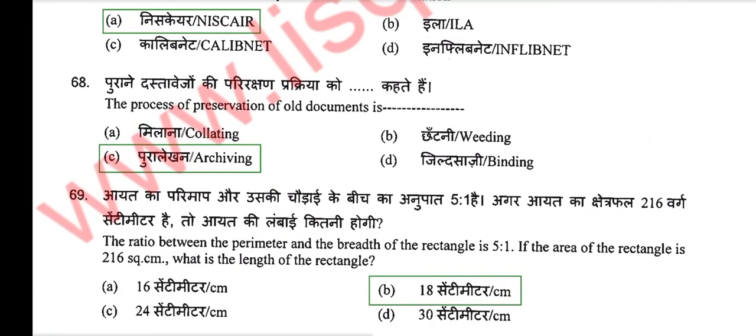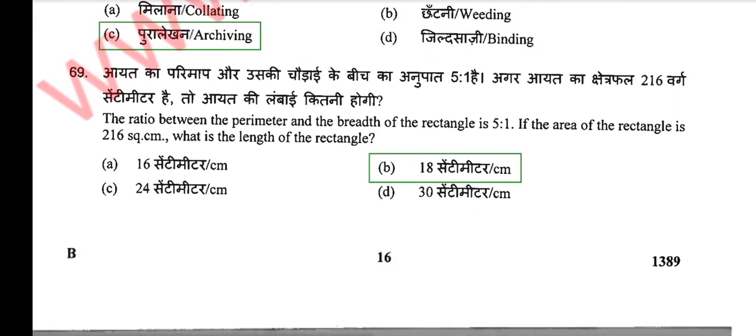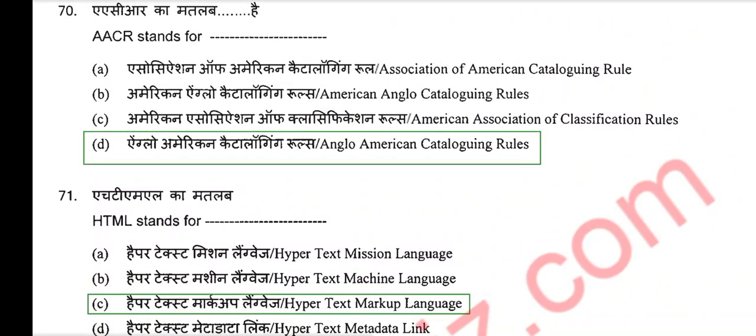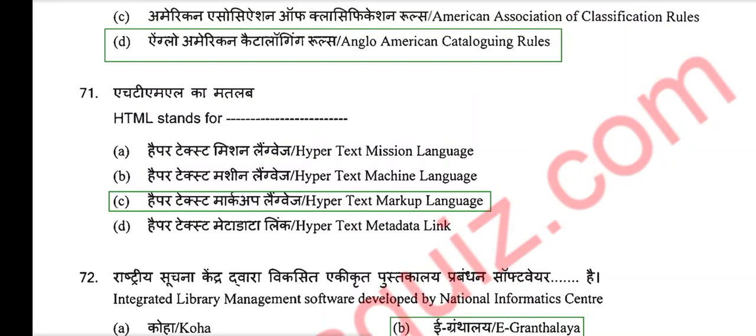Question number 68. The process of preservation of old documents is archiving. Option C. 69. And this is also a mathematical question. We are going to skip this question. Let's move to the next question, that is question number 70, and it says that AACR stands for, and the correct option is D, Anglo-American Cataloguing Rules. Fine. Question number 71 says HTML stands for, and the correct option is C, Hypertext Markup Language.